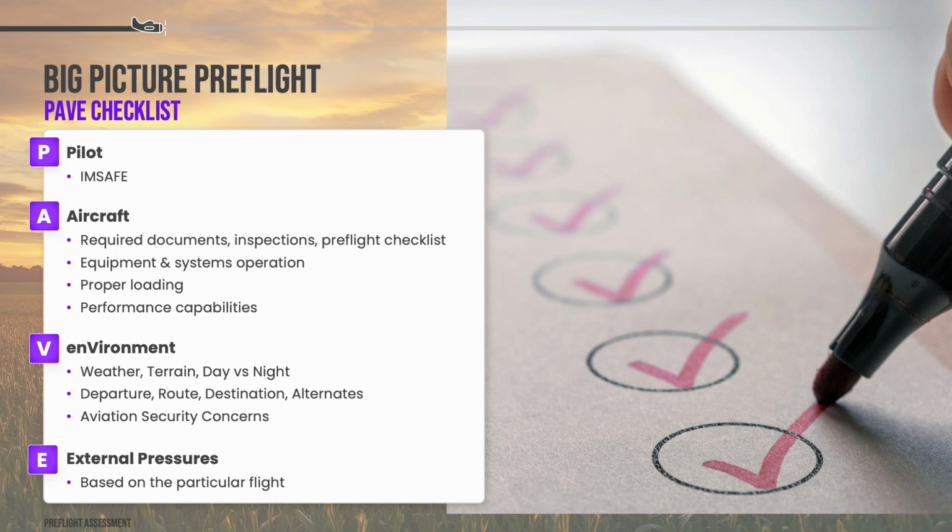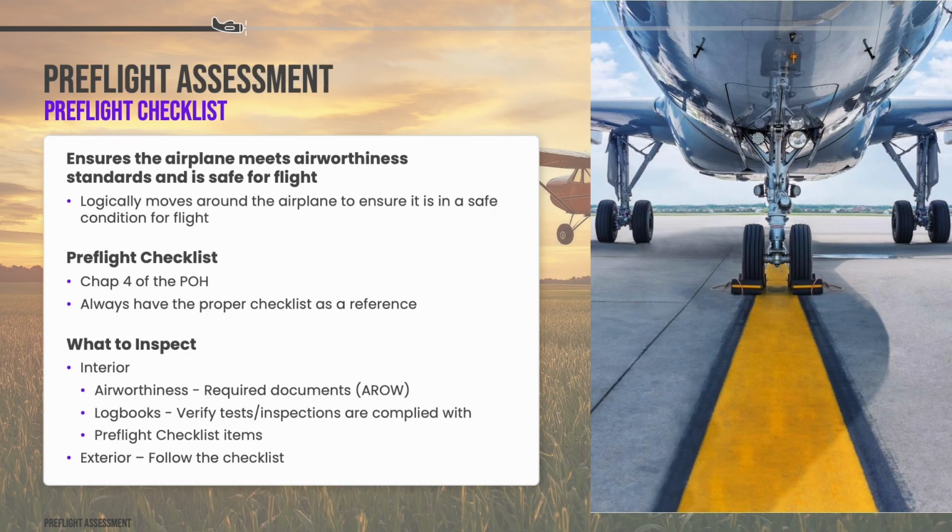Now, we do all understand that environment doesn't start with an E, so the FAA decided they'd use the V in environment for the PAVE checklist to help us remember. And personally, I think it's just obscure enough that it helps me remember.